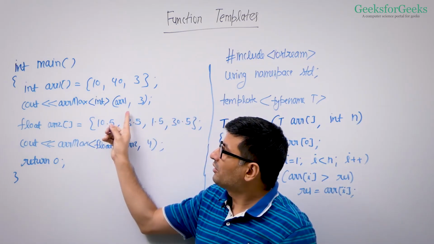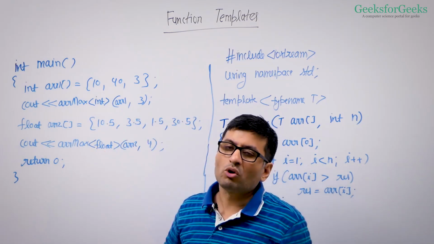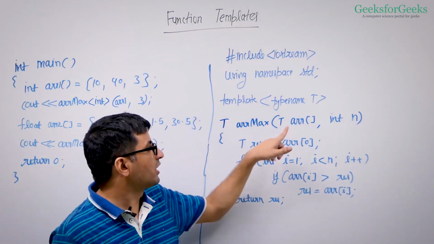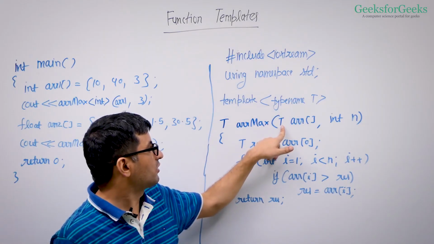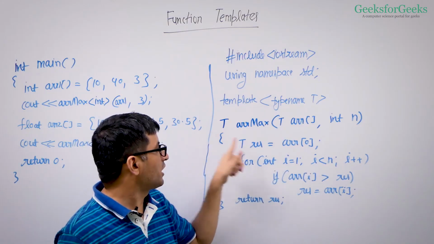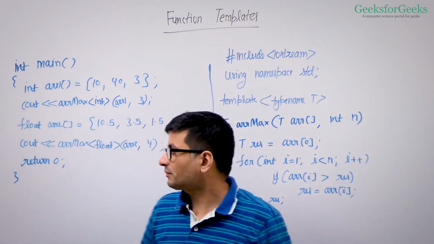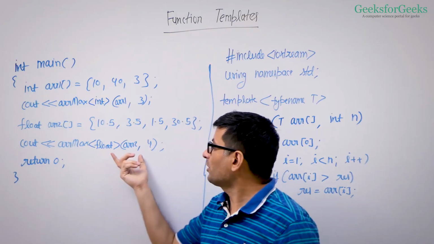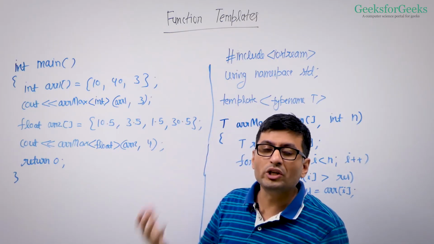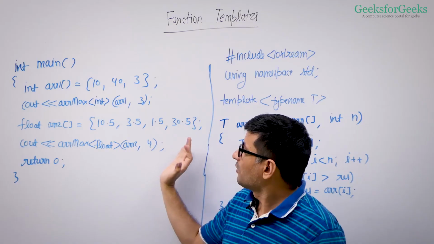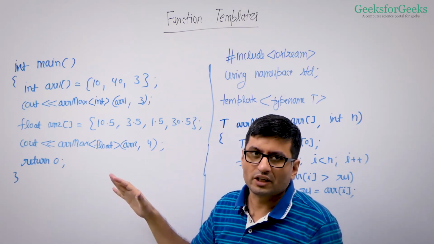After calling for int, we call it for float again. So one more copy of this function will be created where T will be replaced by float, right? So float array, float return type, float result type. This function will have this form, right? And when you call for float, it will use that newly created function and will call that function, right?